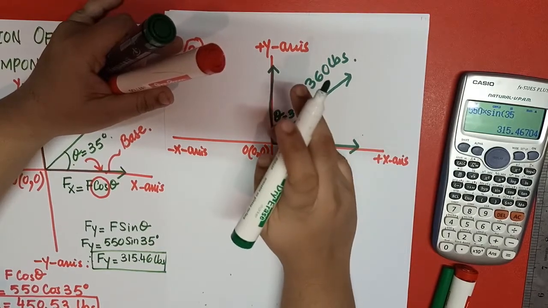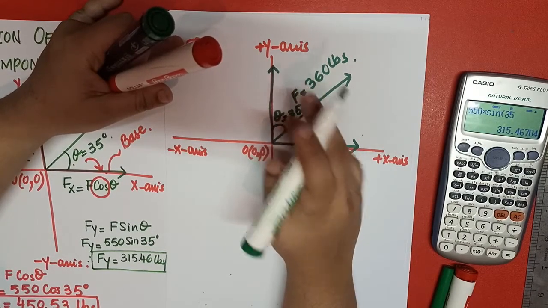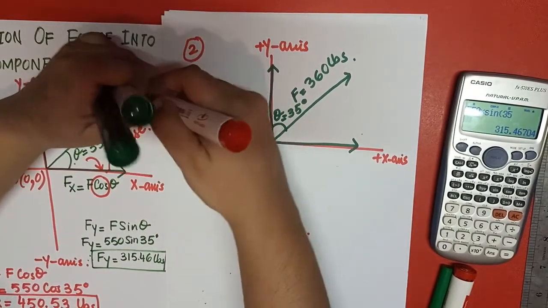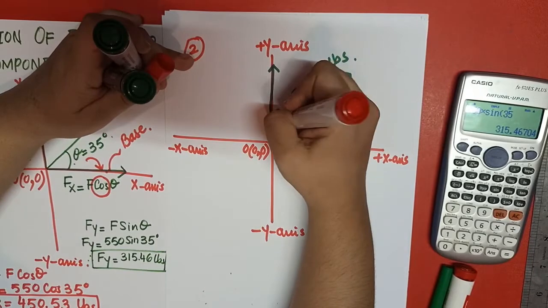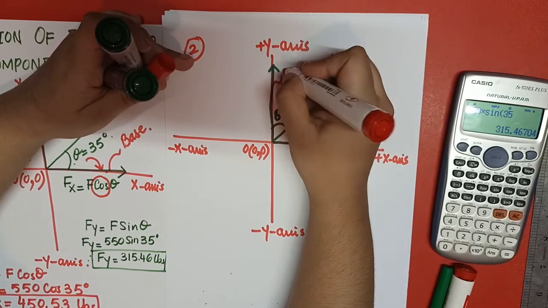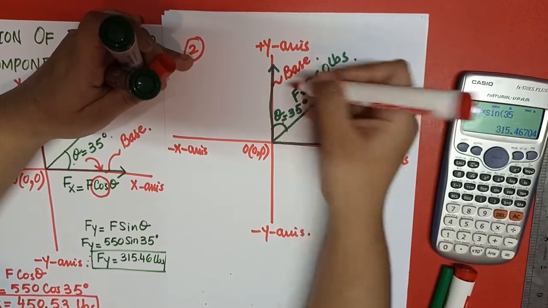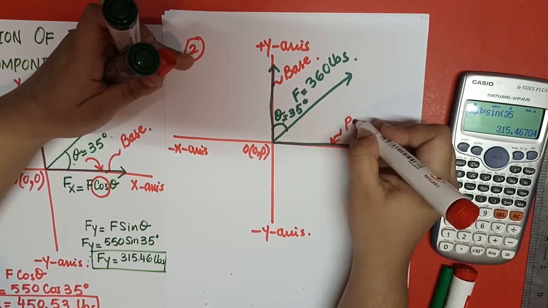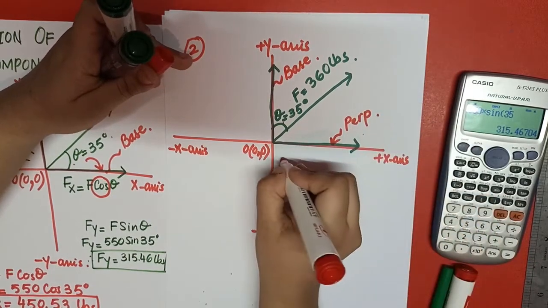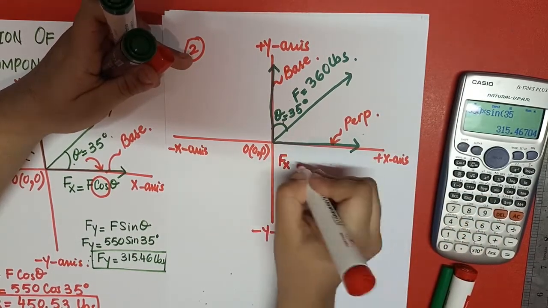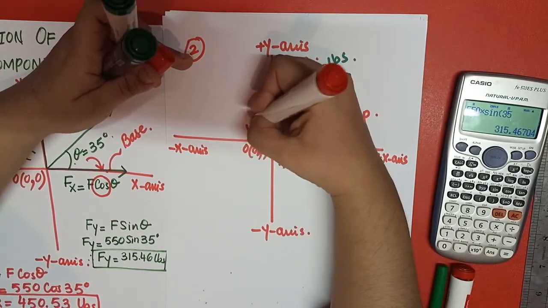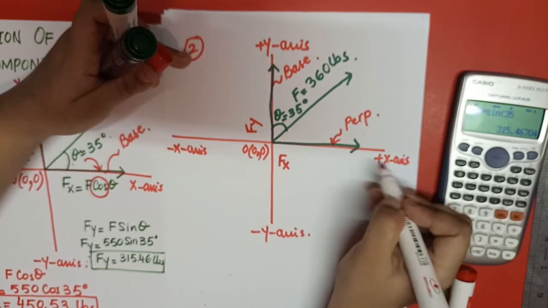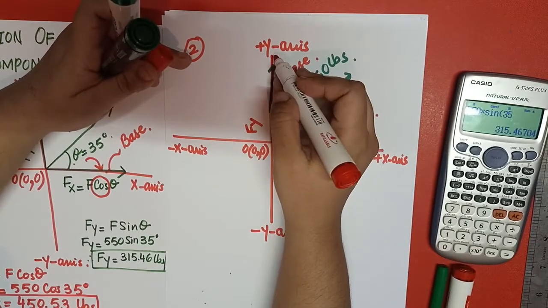But if I am going to use this theta, we should know that if the angle is attached here, this should be the base. Wherever the angle is attached, that side should be the base and this side should be perpendicular. So you have Fx here and this will be Fy. This subscript x is because of the positive x-axis and this y is because of the y-axis.